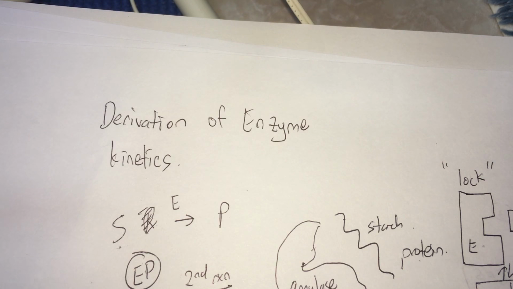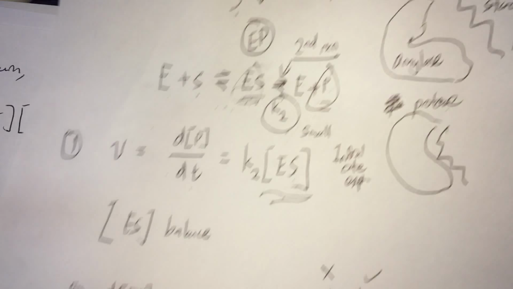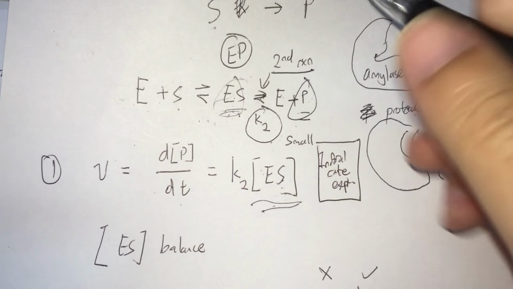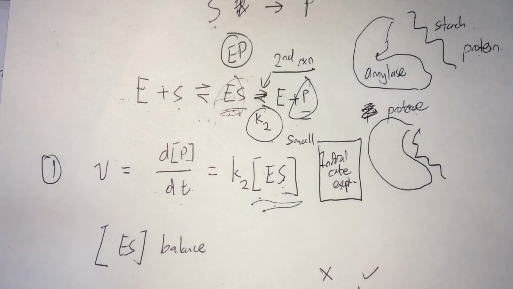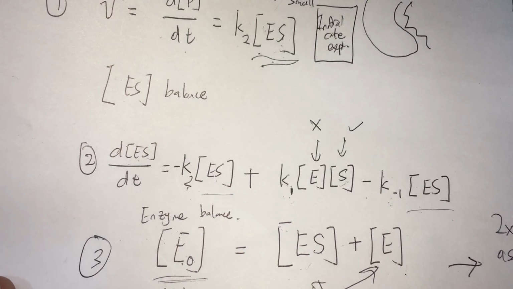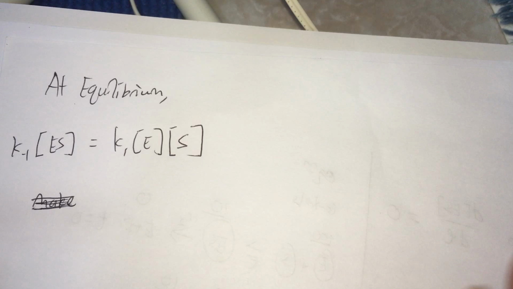We're going to continue deriving some of the enzyme equations, the most simple ones, under initial rate conditions, as we have discussed earlier. Under initial rate conditions, this will be true. And of course, we have our balances, as described before. And where we last left off, we wanted to talk about the rapid equilibrium assumption.